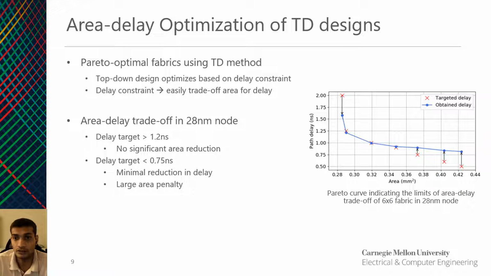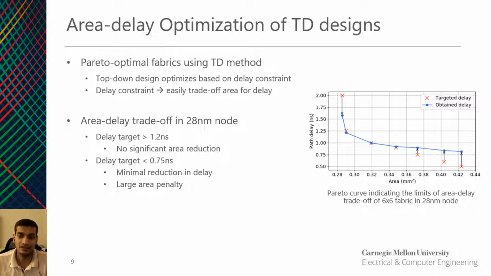Another advantage of the top-down methodology is that we can optimize the fabric performance using a single clock delay constraint, just like a regular ASIC design. This delay constraint can be easily used to trade off area for delay and generate Pareto-optimal implementations of the fabric. The figure on the right shows the area delay trade-off in 28 nanometer technology node.